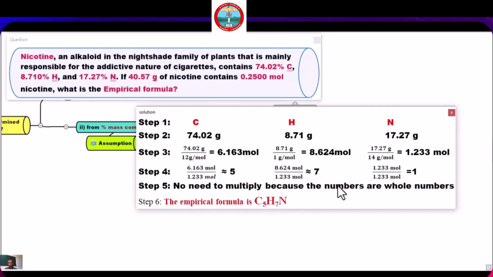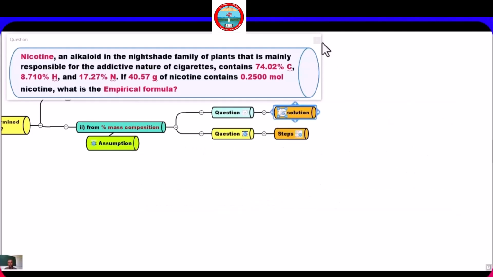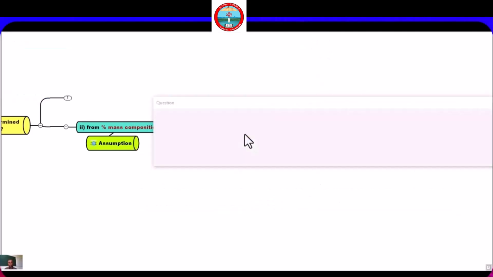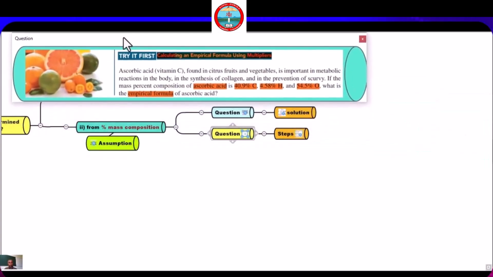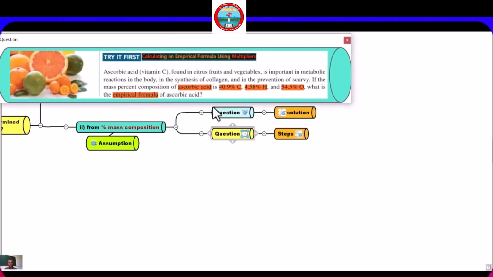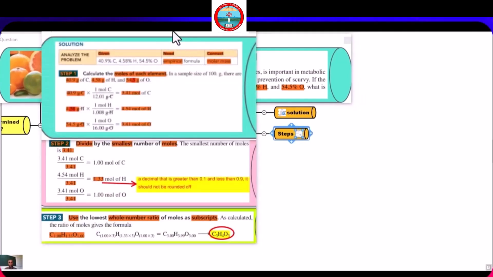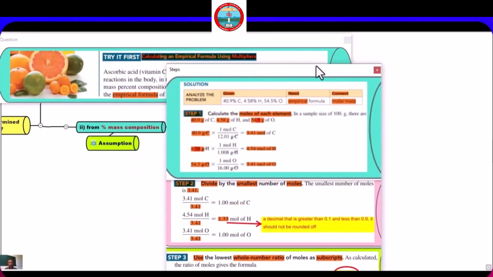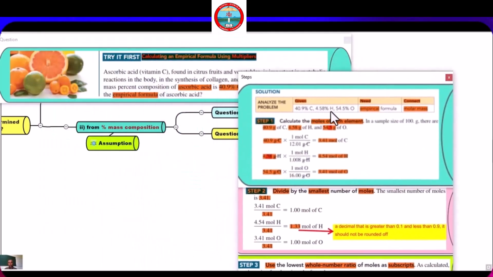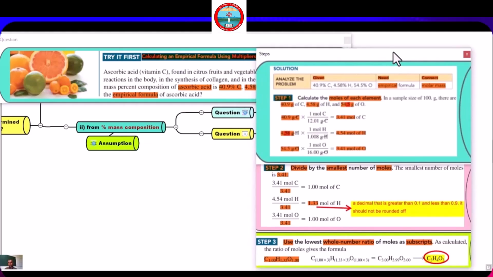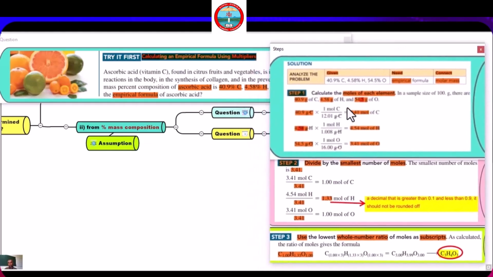This is example 1. Example 2 is this. We have this percent of carbon, percentage of hydrogen, percentage of oxygen. So you are asked to determine the empirical formula. Pause this video and try this by yourself, and the answer is this one. We have given the percentage of each element, and we need to determine the empirical formula, and we can connect with the molar mass.